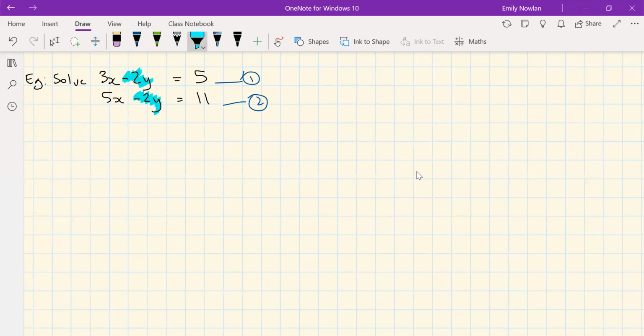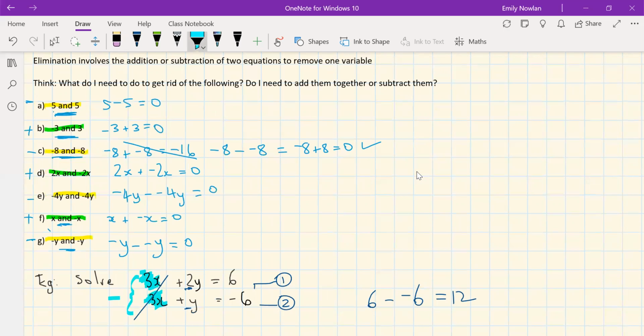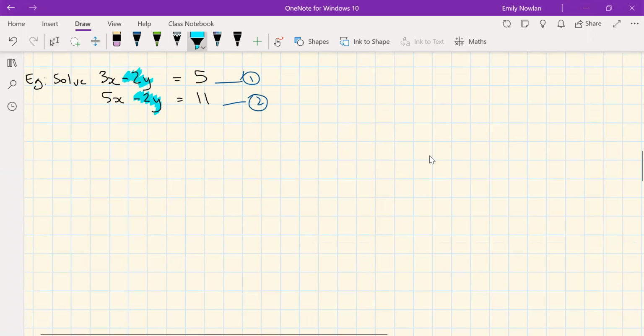We can't get rid of the 3x and 5x because if I add those together, I don't get 0. If I subtract them, I don't get 0. I need the same number. So what did we do back here? We found out even when they were both negatives, like this one minus 8 and minus 8, and this one minus 4 and minus 4, when they're both negatives, we still need to subtract. So when they're both negatives, which this one is, we still need to subtract. So we've got to subtract one from the other.